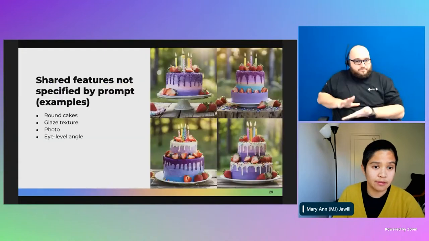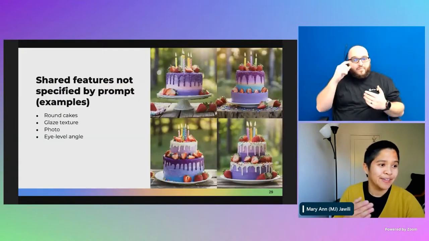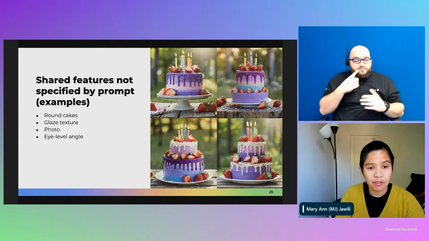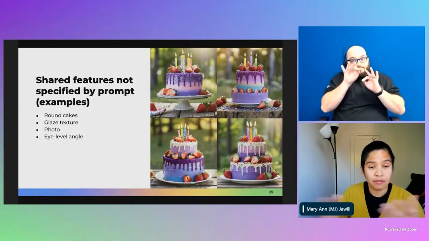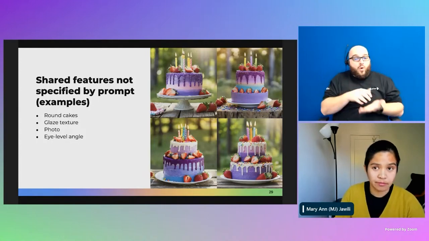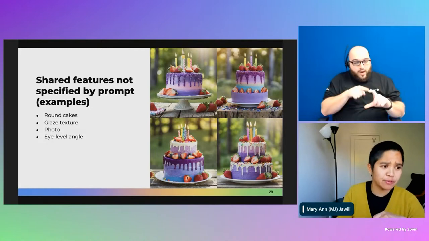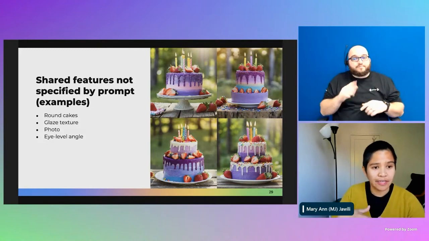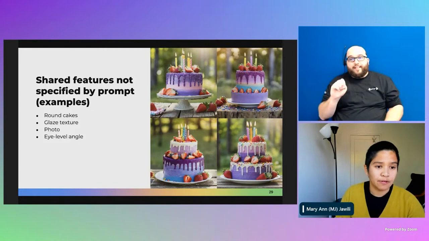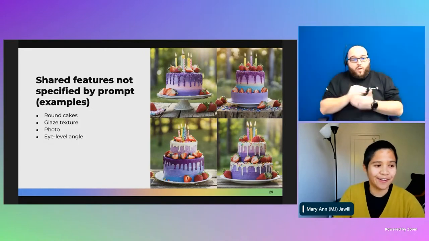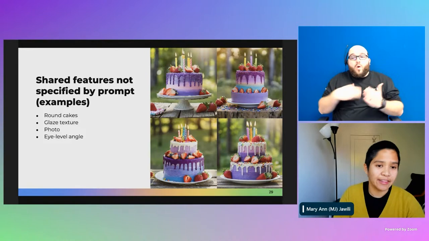Let's take a look at our cake example some more. Some shared features that weren't specified in the prompt include all the cakes were round, even though cakes can be in different shapes. They all have this glaze on top. They're all photos, and they all are taken at eye level.